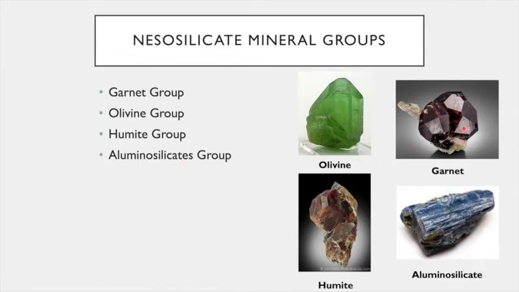So this is garnet, the red color sample is here, though it's found in various colors. This is olivine, the beautiful grass green color. Then this is humite, brownish reddish color, and the bluish aluminosilicates here.